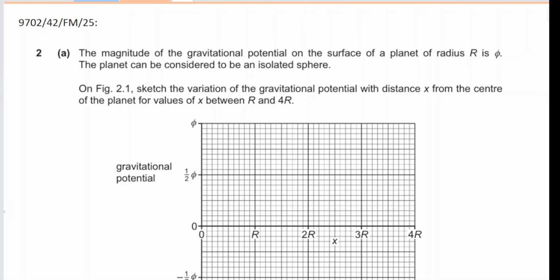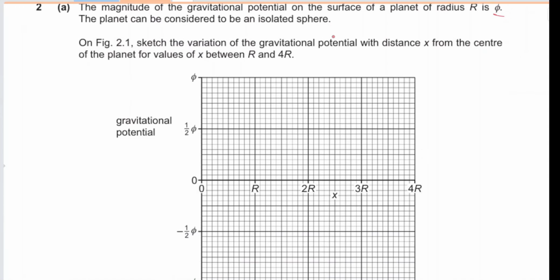Right, let's go to question 4. This one says that the magnitude of the gravitational potential on the surface of a planet of radius r is phi. The planet can be considered to be an isolated sphere. On figure 2.1, sketch the variation of the potential with distance x from the center of the planet for values of x between r and 4r.